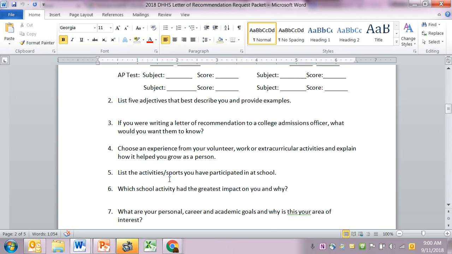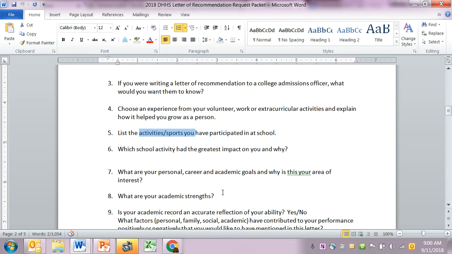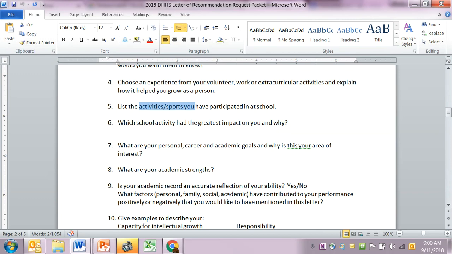What activities and sports? List all of them. What school activity had the greatest impact on you and why? If you play the accordion, throw it out there. Like, you be you. Embrace the weird. What are your personal career and academic goals? Why? Be specific. If you want to do underwater basket weaving, explain. Tell me why. If you want to hike and look at rocks, tell me why.